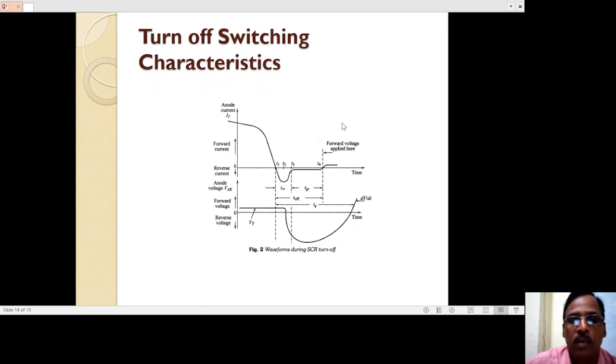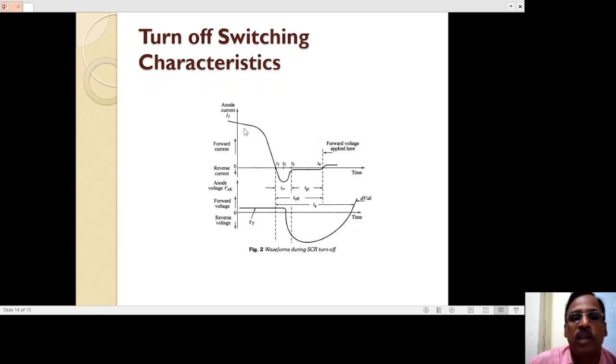See here. This is the graph between anode current and time. This is the anode cathode voltage and time. See, we have T1 to T3. It is TRR. And it is TGR. TGR means gate recovery time. TRR, reverse recovery time.